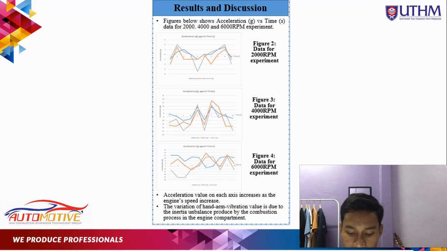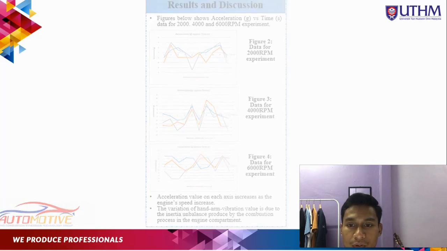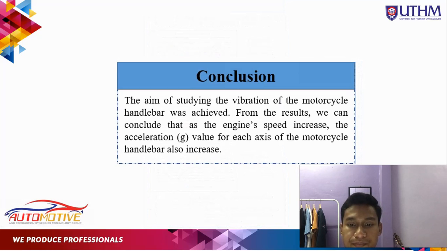The increasing value of acceleration in this experiment is mainly because the engine is rotating at 6000 rotations per minute. Each rotation will contribute to the vibration on the motorcycle handlebar. Acceleration value on each axis increases as the engine speed increases. The variation of hand-arm vibration value is due to the inertia unbalance produced by the combustion process in the engine compartment. Move on to the next topic, which is the conclusion.